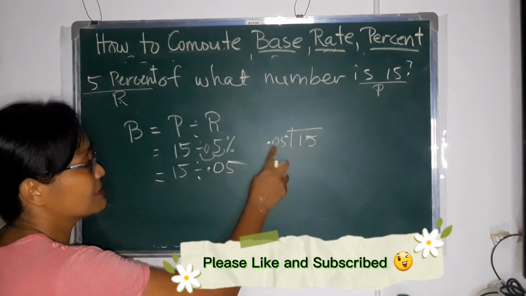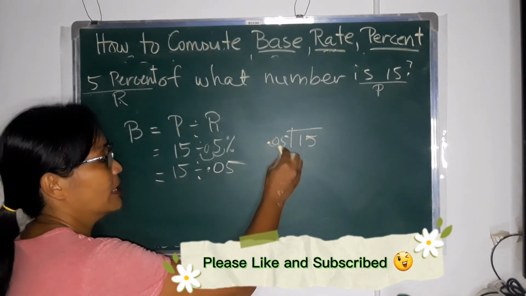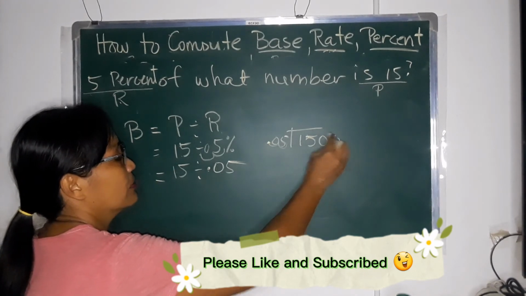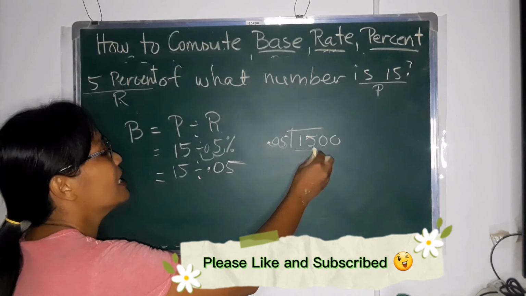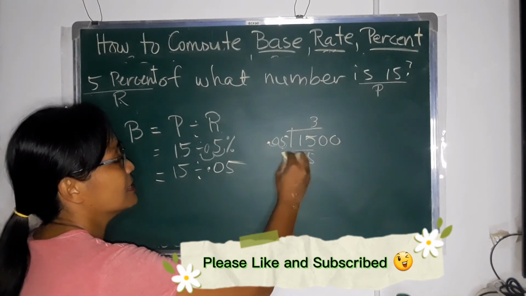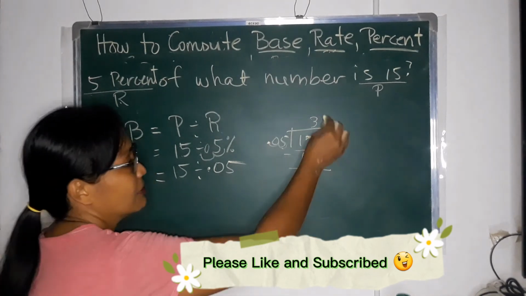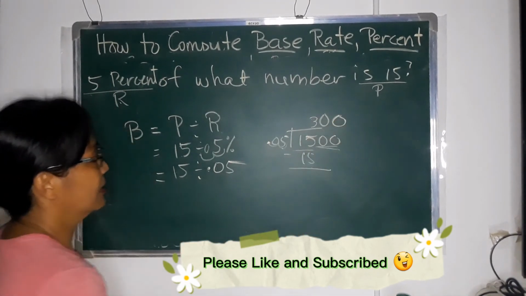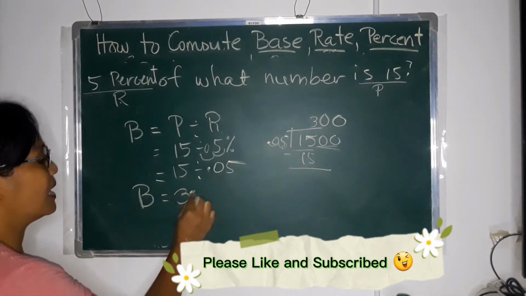So, yung nasa labas, gawin muna nating whole number. 1, 2, 1, 2. So, ang natira na lang dito ay 5. So, 15 divided by 5 ay 3. 3 times 5 ay 15. Subtract, 0 na siya. May natirang 2 0. Ilagay na lang natin doon. Therefore, ang ating base ay 300.